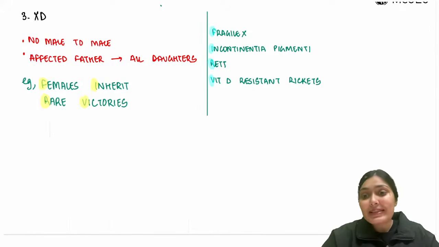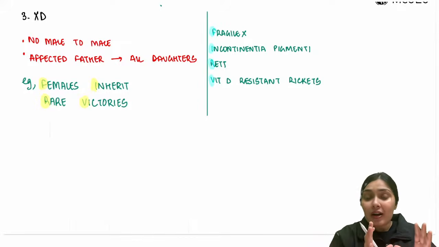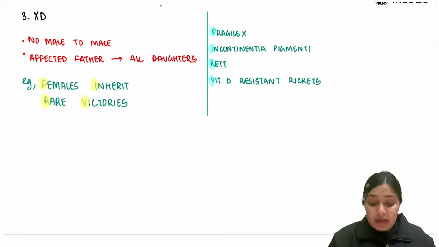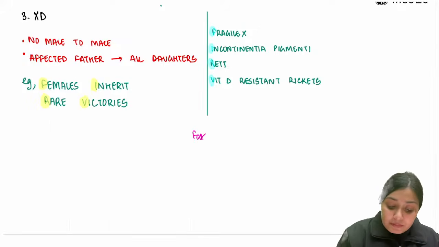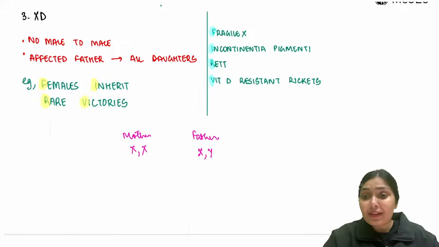Firstly, we have X-linked dominant. Whenever X-linked things come, think that whenever a combination is going to happen, father can either give X or Y. Mother can only and only give X. Right? Mother has both the X chromosomes, so mother can only give X. Father can either give X or can give Y.